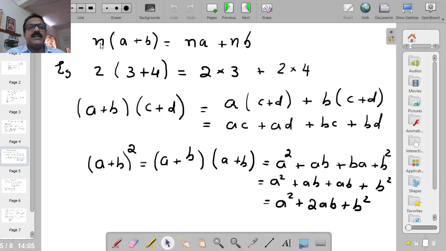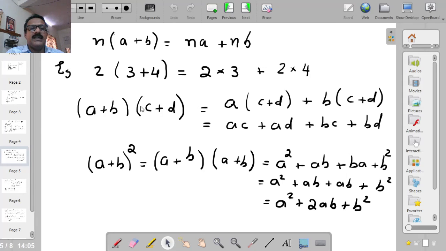See, multiplication is distributive over addition. n times inside bracket a plus b is equal to na plus nb. For example, 2 times 3 plus 4, inside the bracket we have 3 plus 4, is equal to 2 into 3 plus 2 into 4. This is na plus nb, where n is equal to 2, a is equal to 3 and b is equal to 4. This is multiplication being distributive over addition.